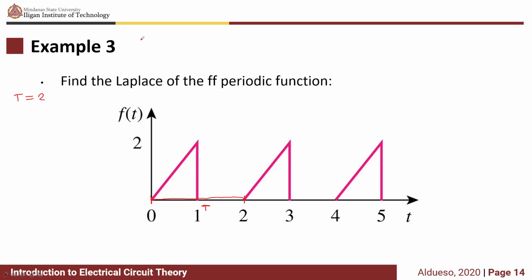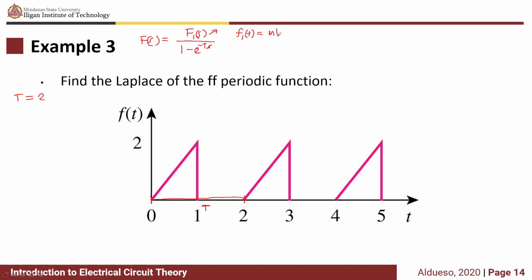So take note that the Laplace transform of a periodic function is given by the Laplace transform of the first period over 1 minus e to the negative Ts. Now let's get the expression for f of t of the first period. So f1 of t is equivalent to, we need to get this equation.